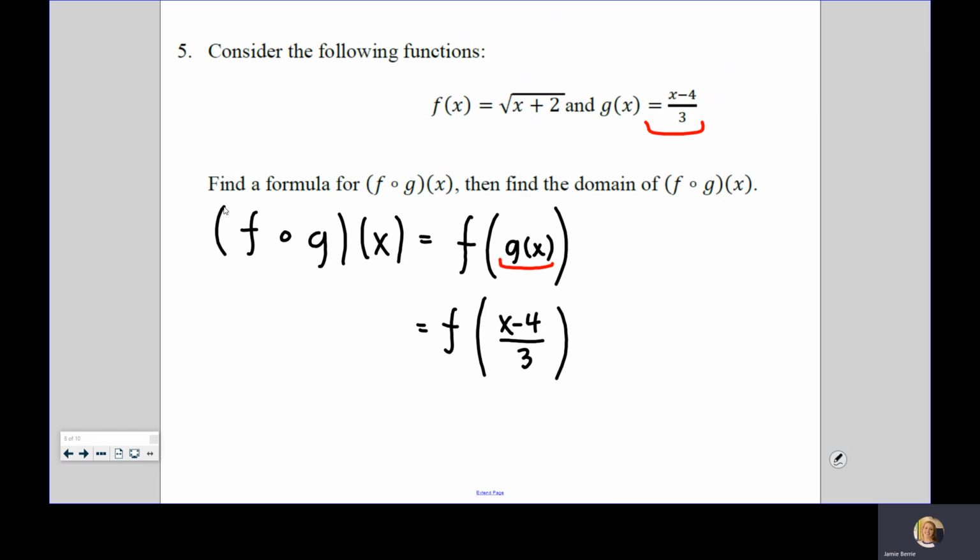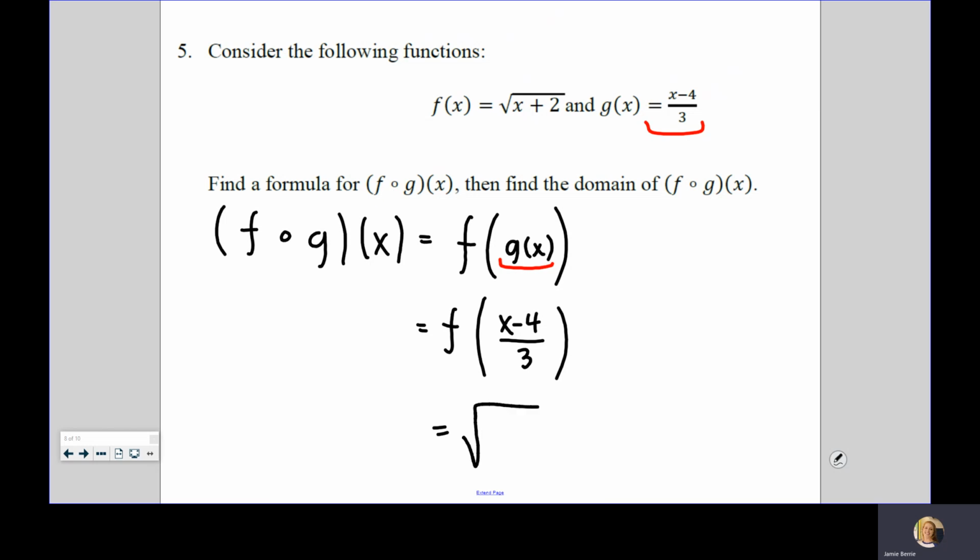Like I said before, now we're doing pretty good. We have gotten rid of one of our functions. We only have one function left here. So we're just going to go to our function f, and everywhere there's an x, we're going to plug in x minus 4 over 3. So this x is going to get replaced with x minus 4 over 3.